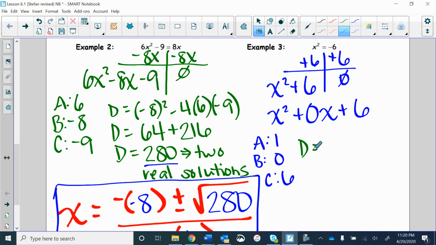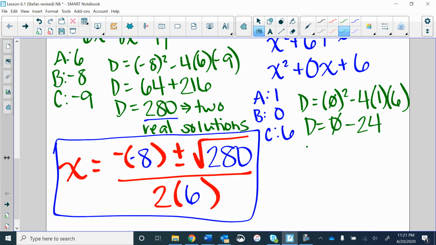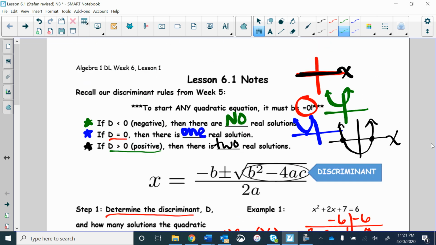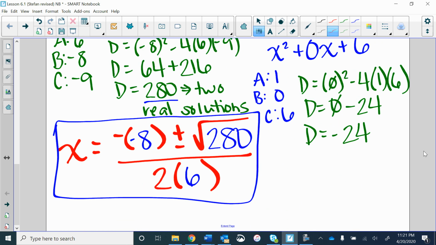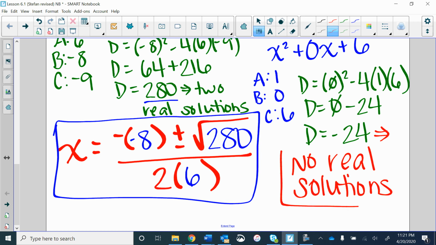For the discriminant, b squared minus 4 times a times c. Again, use your calculator if you need to. That's 0. Negative 4 times 1 times 6 is negative 24. So my discriminant here is negative 24. Again, if you can't remember, go back up to my little cheat sheet. If the discriminant is negative, then there are no real solutions. So let's write our note here: there are no real solutions. And guess what? If there are no real solutions, you do not have to do the quadratic formula. There are no answers, so you can just stop right there.